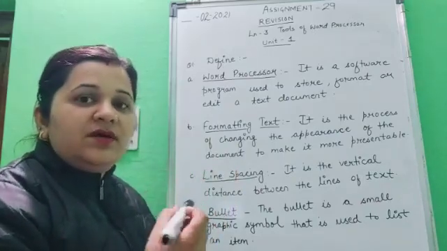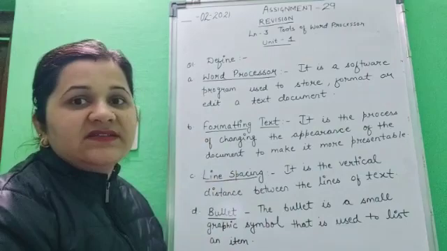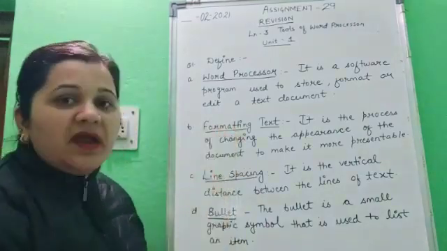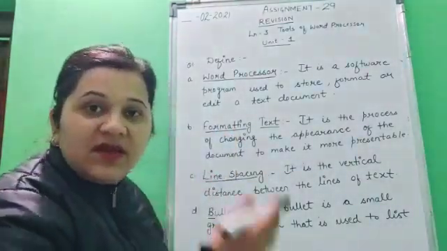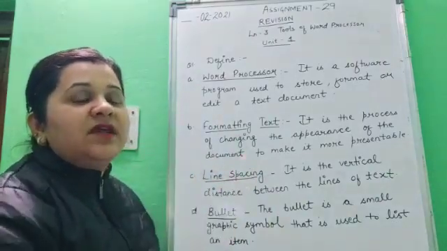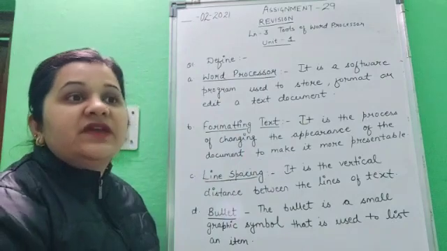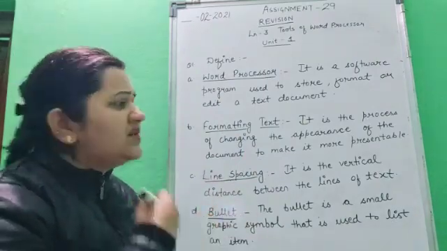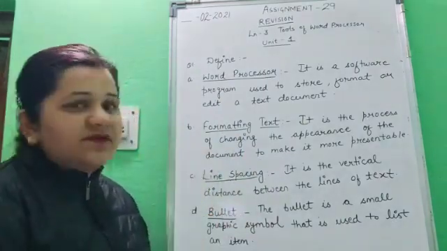If you want to make some changes or modify our text, that process is known as formatting text. We can change the color of the text, we can change the style of the text, we can make it underlined, we can make it bold as well. We can shade it, we can highlight it. So these all come under the process of formatting.